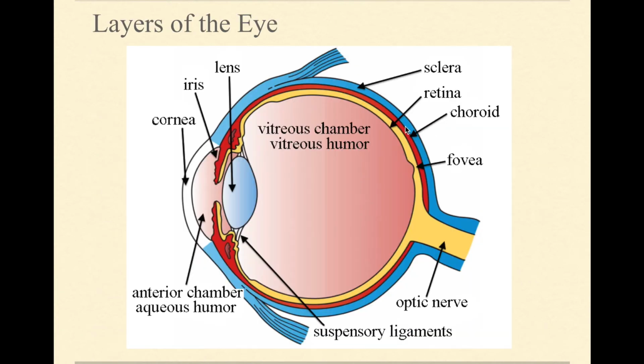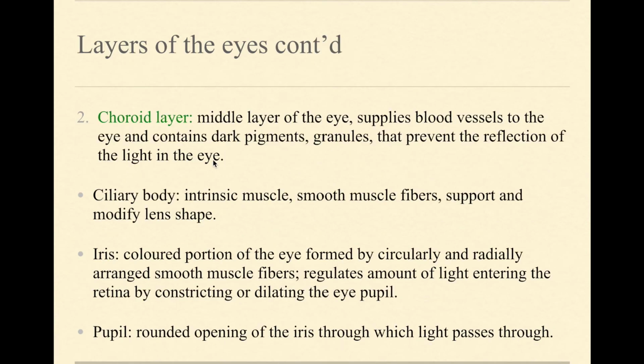So this is the choroid, the red pigment right here, which contains the iris right here, and the pupil, which would be right here. Okay, so the iris is a colored portion of the eye formed by circularly and radially arranged smooth muscle fibers. It regulates the amount of light entering the retina by constricting or dilating the eye pupil. And the pupil is a rounded opening of the iris through which light passes.